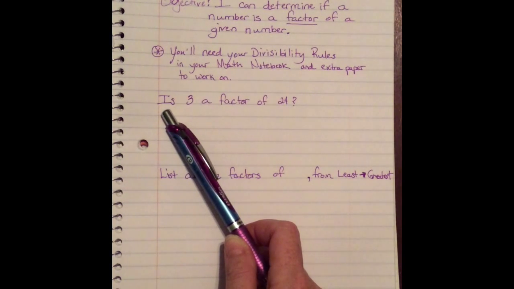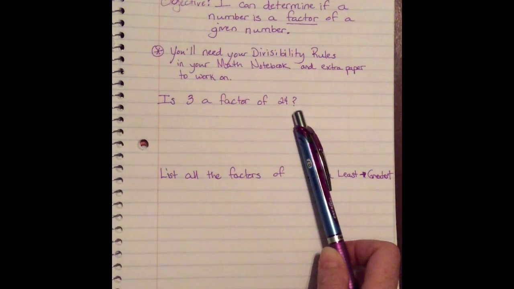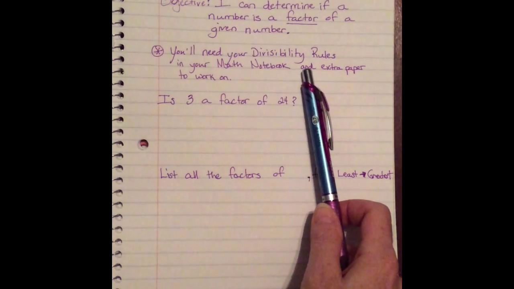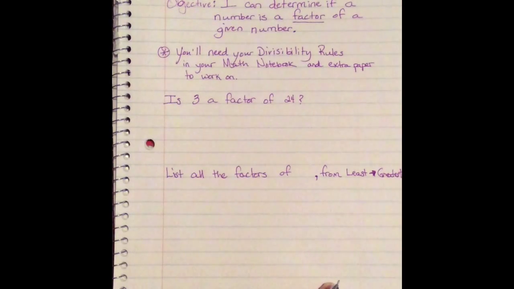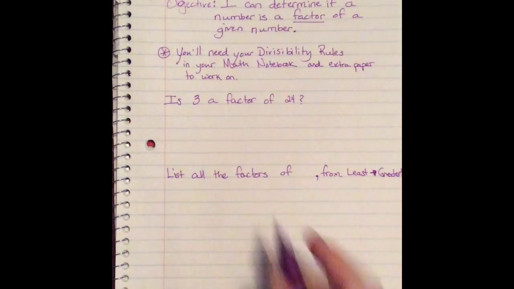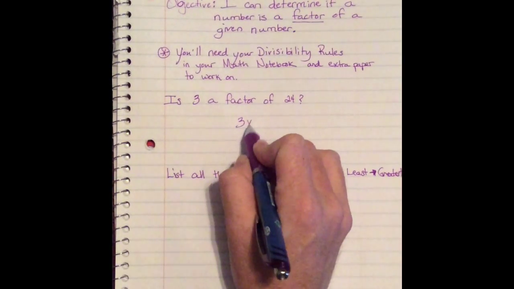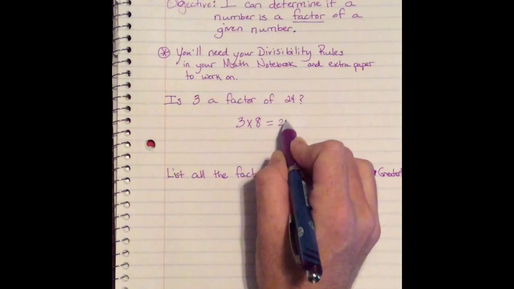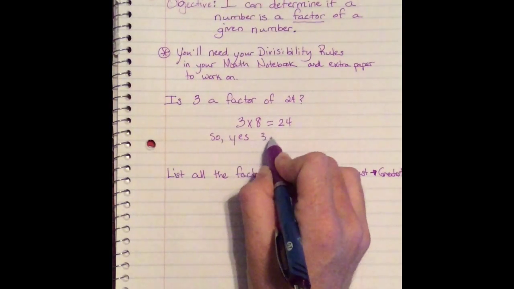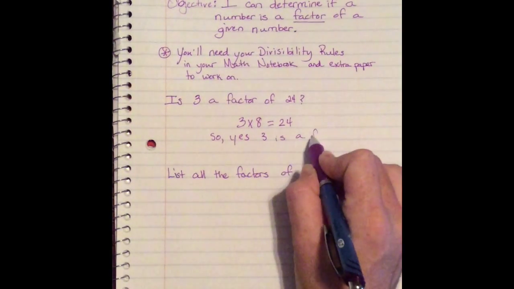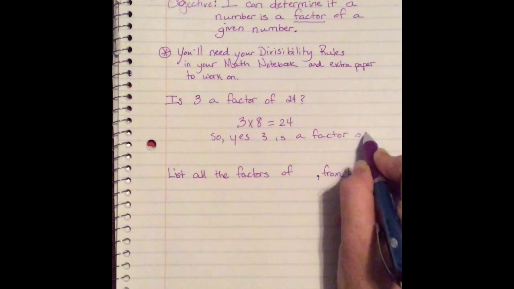First, we're going to start off with questions that you might encounter, like, is 3 a factor of 24? And right away we're going to be using those divisibility rules to determine that. Checking to see if it's a factor of 24, we ask ourselves, does 3 times anything equal 24? Well, we know that 3 times 8 is equal to 24. So, yes, 3 is a factor of 24.